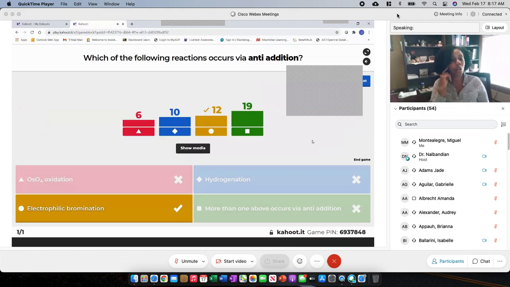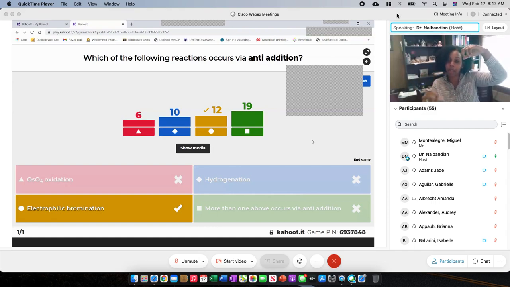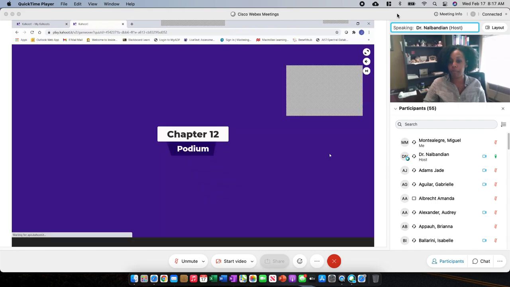All right, so we were pretty split there, but yeah, osmium tetroxide, that is a syn addition. Both the oxygens come in one step. Hydrogenation, that's also syn. Both the hydrogens come in the same step and on the same face. But bromination, the bromine electrophile comes in at the top, bromine nucleophile comes in at the bottom. That is the only one that is anti-addition.